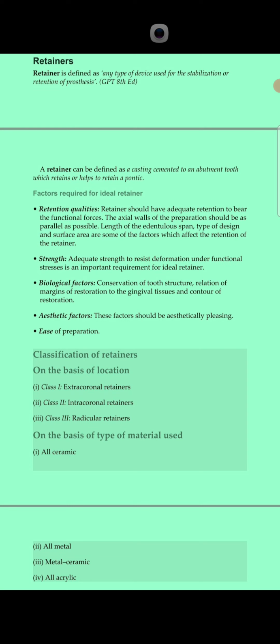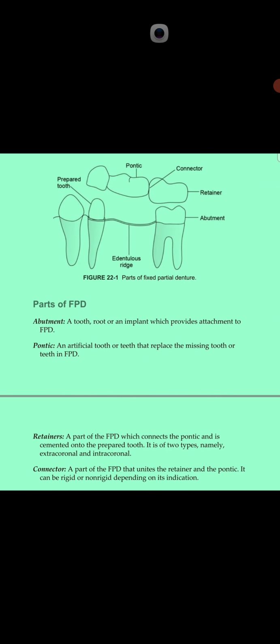Today is the second video of the rapid revision course of fixed partial denture prosthodontics, which is very important for NLE, MDS, NBD as well as for BDS students. In this video we will discuss retainers, which are part of fixed partial dentures. In the first video we discussed different parts, classification of fixed partial denture, its indication and contraindication.